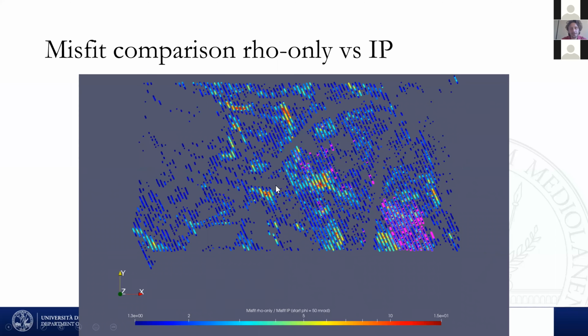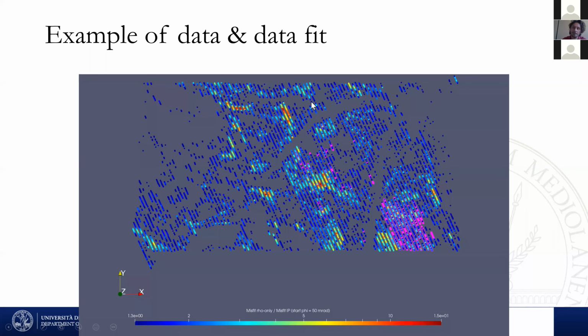This map here is, for each sounding position, the ratio of the misfit of the resistivity only inversion divided by the misfit of the IP inversion. So here we see only the soundings with improvement of misfit above 30%, but this improvement of the misfit is from 30% when we have the dark blue up to a factor of 50 when we go to the red area. So overall, the fit was better. The total misfit was less than half of the total misfit of the resistivity only inversion.